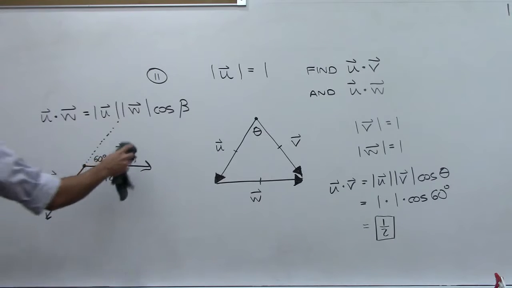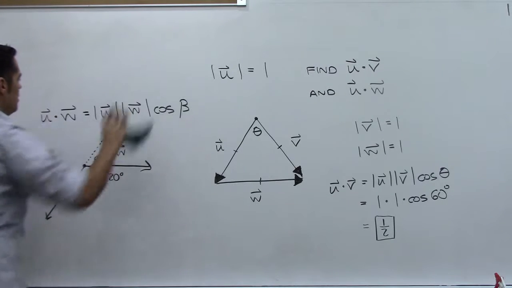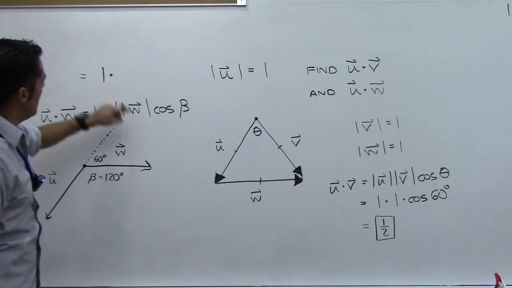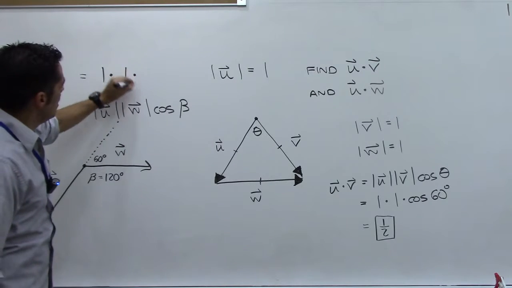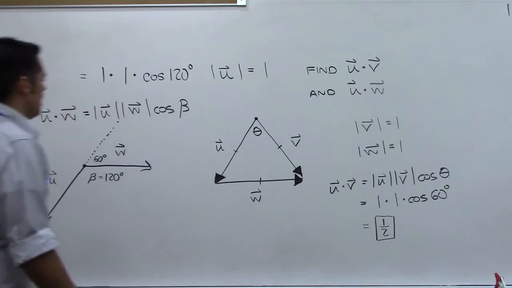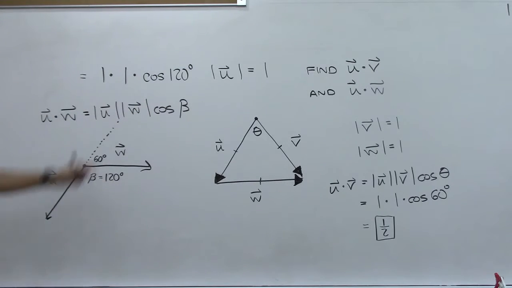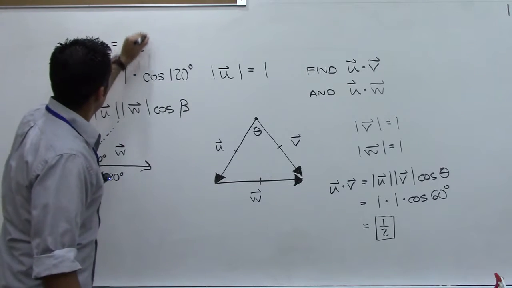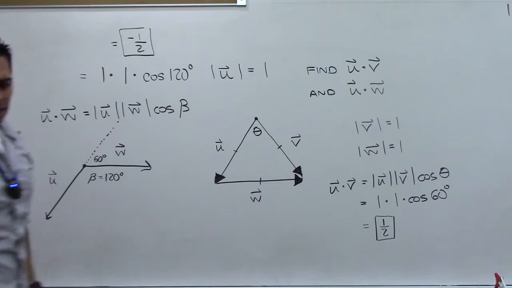So going back to this formula right here, I know that the magnitude of u was 1 times the magnitude of w, which is 1, and then cosine of 120 degrees. And you can look at your unit circle. This is going to be negative 1/2. So the answer here is negative 1/2. Cosine of 120 is negative 1/2.